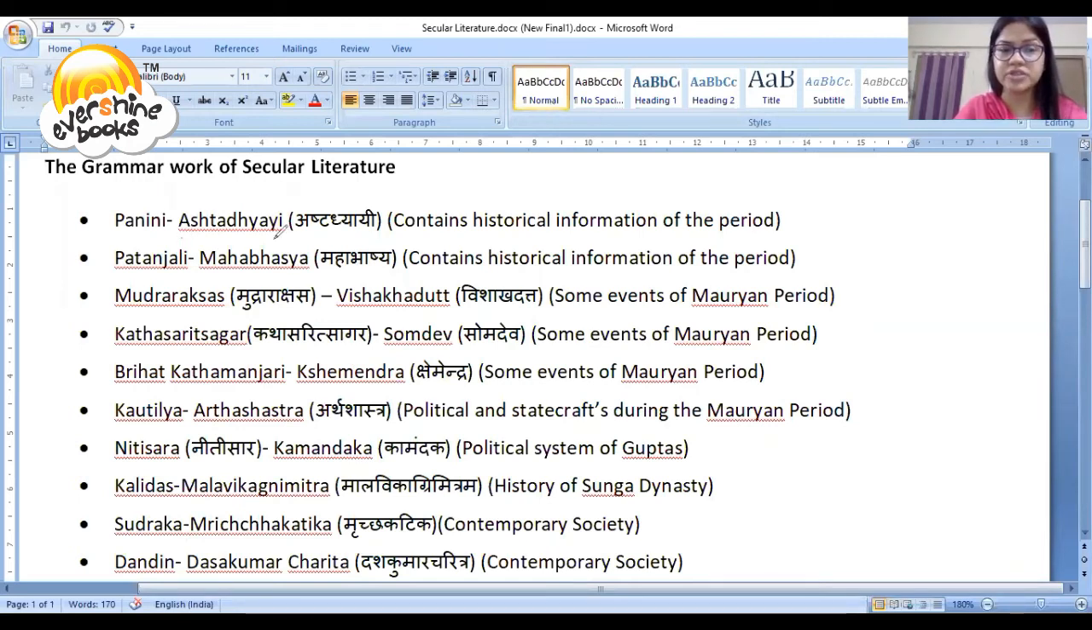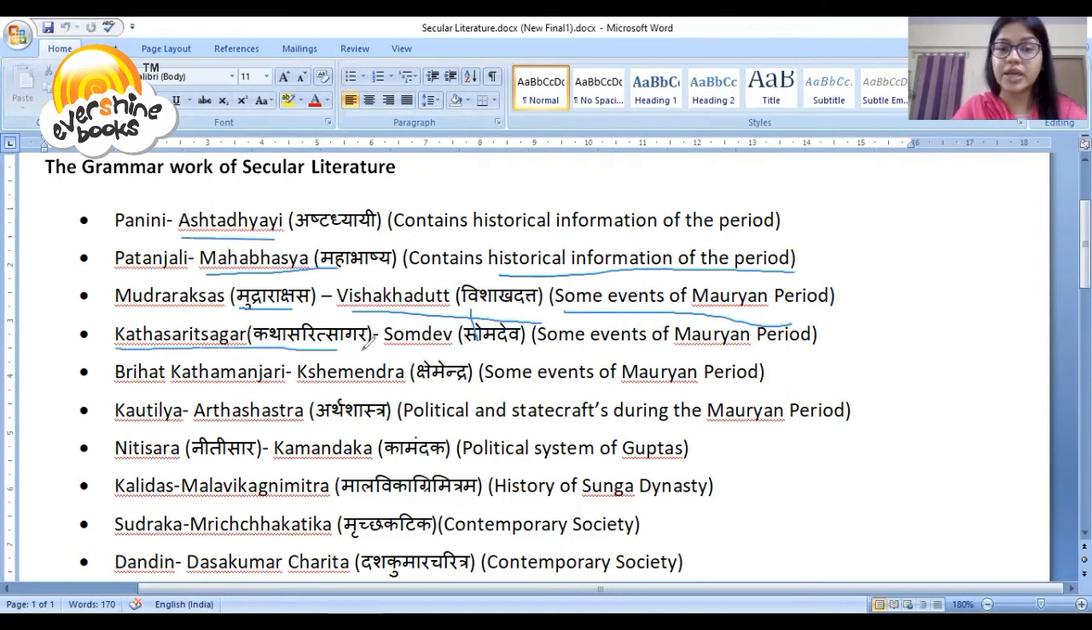Ashtadhyayi, which is written by Panini, contains historical information of the period. Number 2, Mahabhashya, which is written by Patanjali, again contains historical information of that period. Mudrarakshasa, which is written by Vishakhadatta, again gives information regarding events of that period.